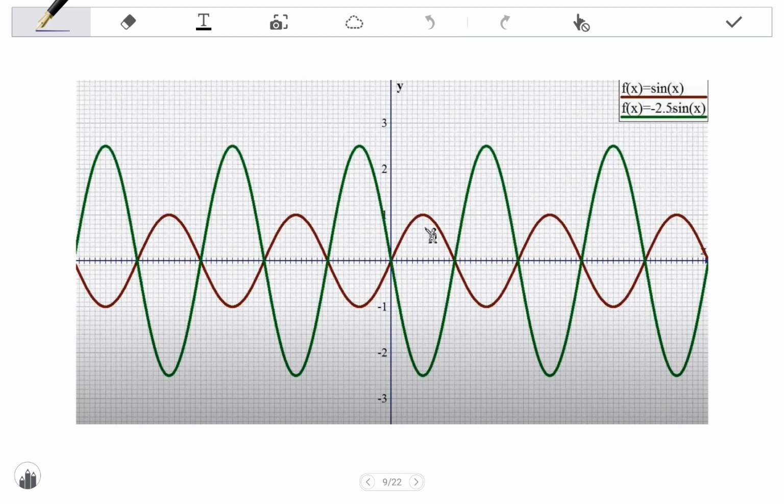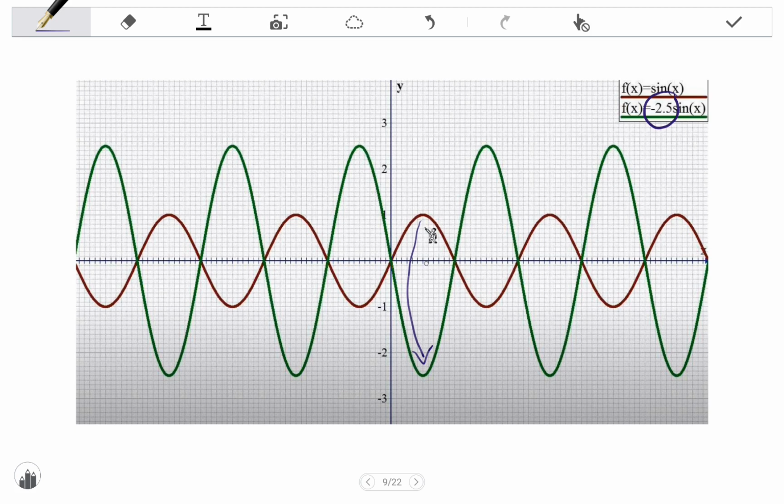Now what we have is a negative A value with magnitude greater than 1. So what we see here is a reflection about the x-axis and an extension. There is a vertical stretching because the A value is greater than 1. So as the A value increases, the graph is stretched vertically.